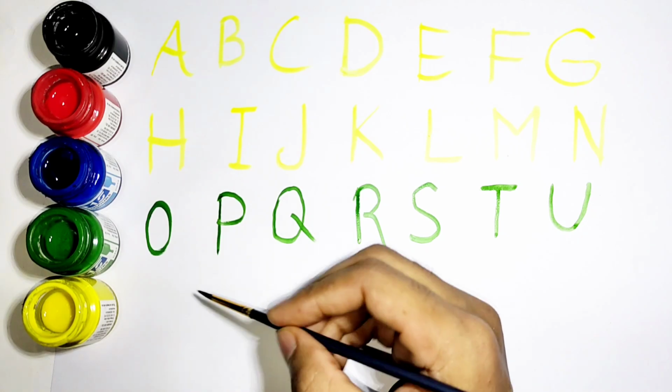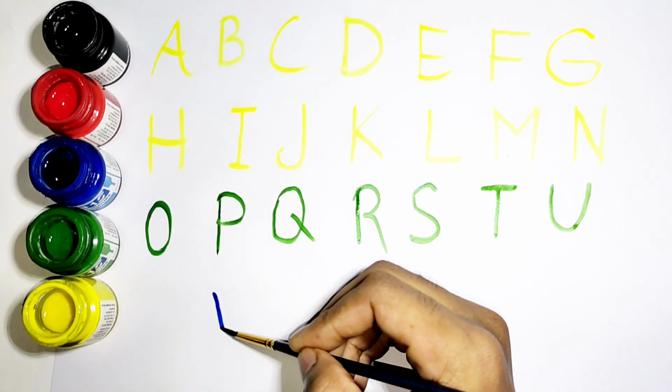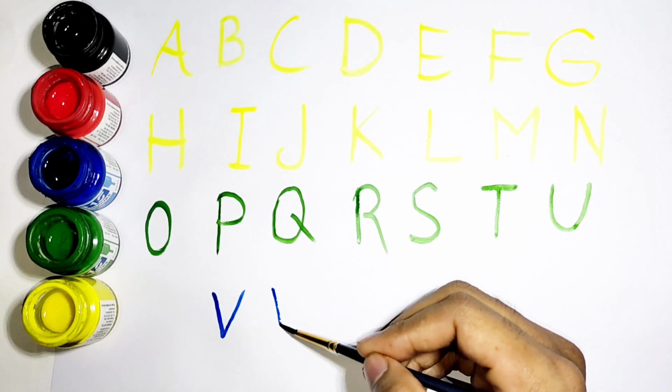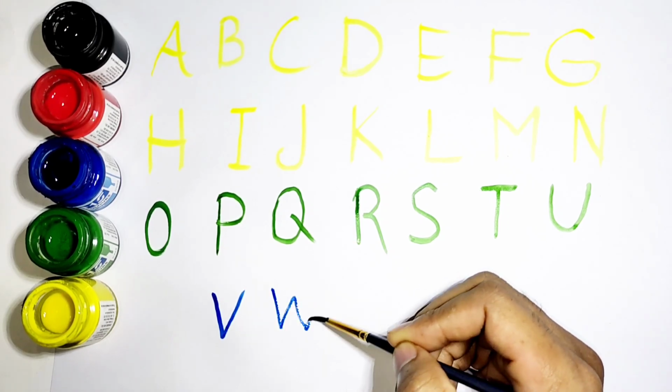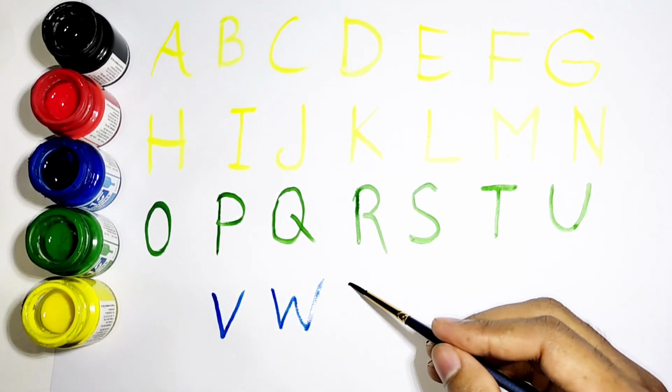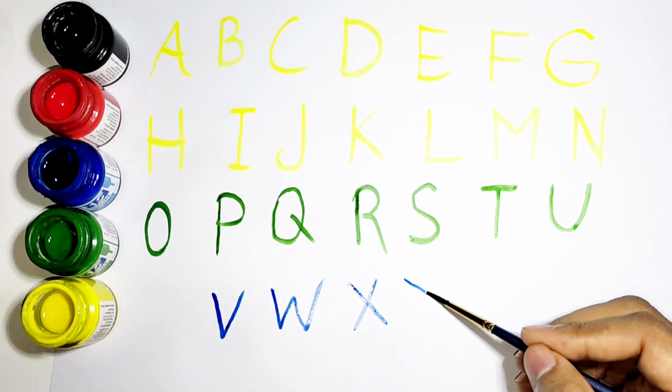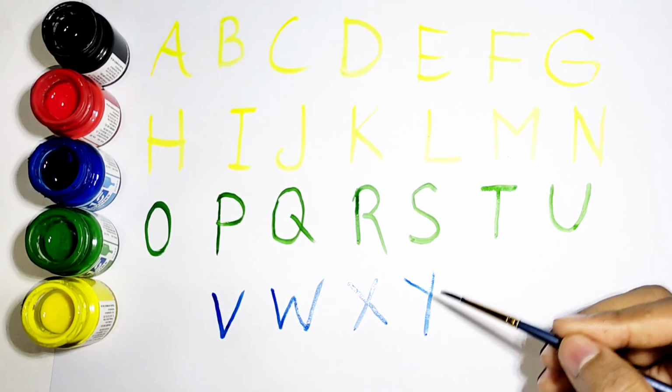The next one is V. Now we draw W. The next one is X. Now we draw Y. And the last one is Z.